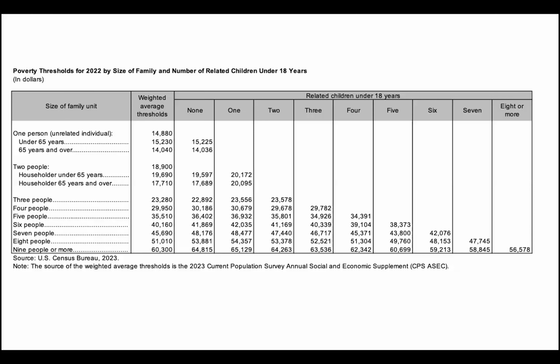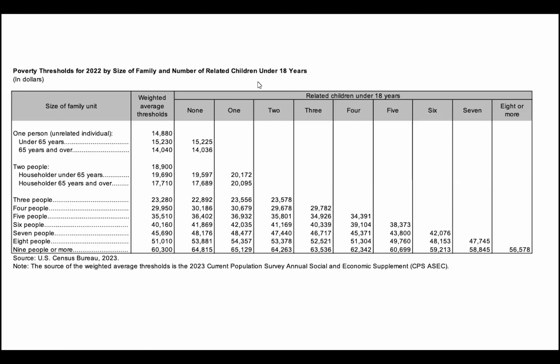In the United States, the U.S. Census Bureau determines the poverty threshold based on the pre-tax income of a household, plus the number of family members living in a home for the contiguous United States. Alaska and Hawaii determine their own poverty thresholds. According to the U.S. Census Bureau in 2022, as you can see on the screen, poverty thresholds were determined by the size of the family and the number of related children under 18 years old.